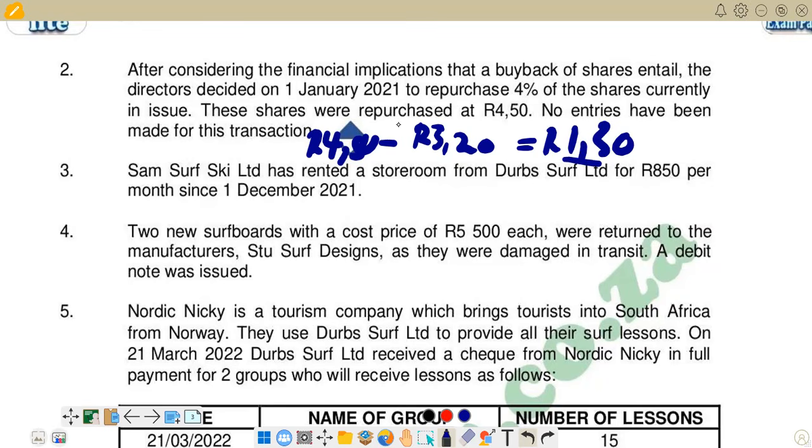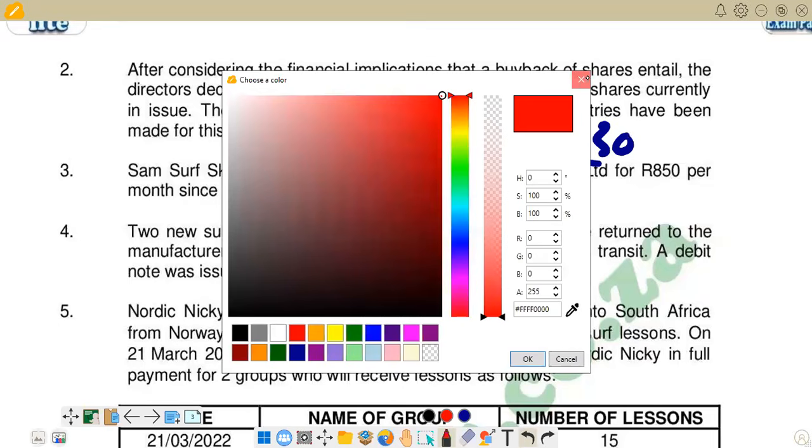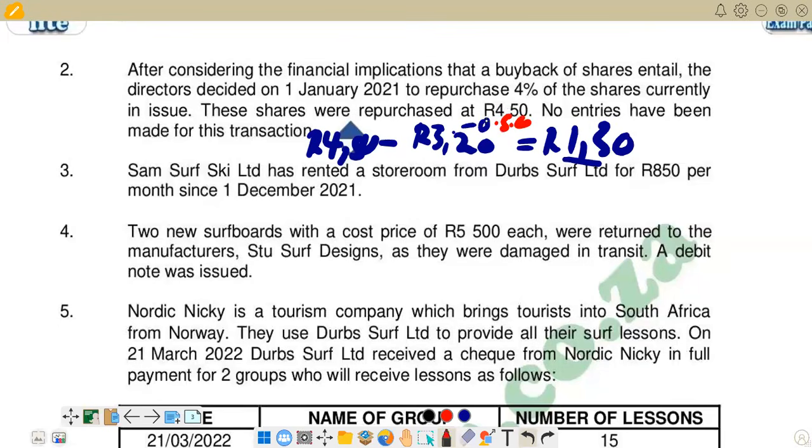Remember, whenever there's a repurchase, it's an outflow of cash. So we are going to subtract in the ordinary share capital note using this average share price. Then the excess will be adjusted in the retained earnings. So we subtract this 1 rand 30 in the retained earnings, and this other one we use to subtract in the ordinary share capital note. So that's what we have. But if you have an issue of shares, it is the opposite. We now add.